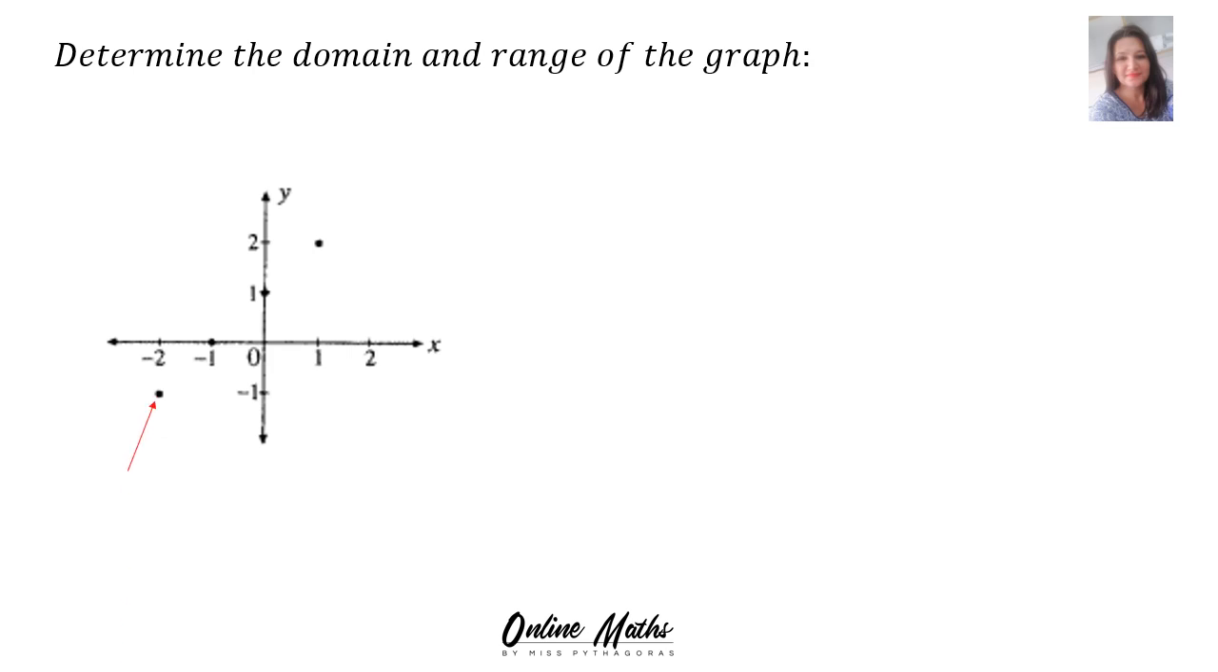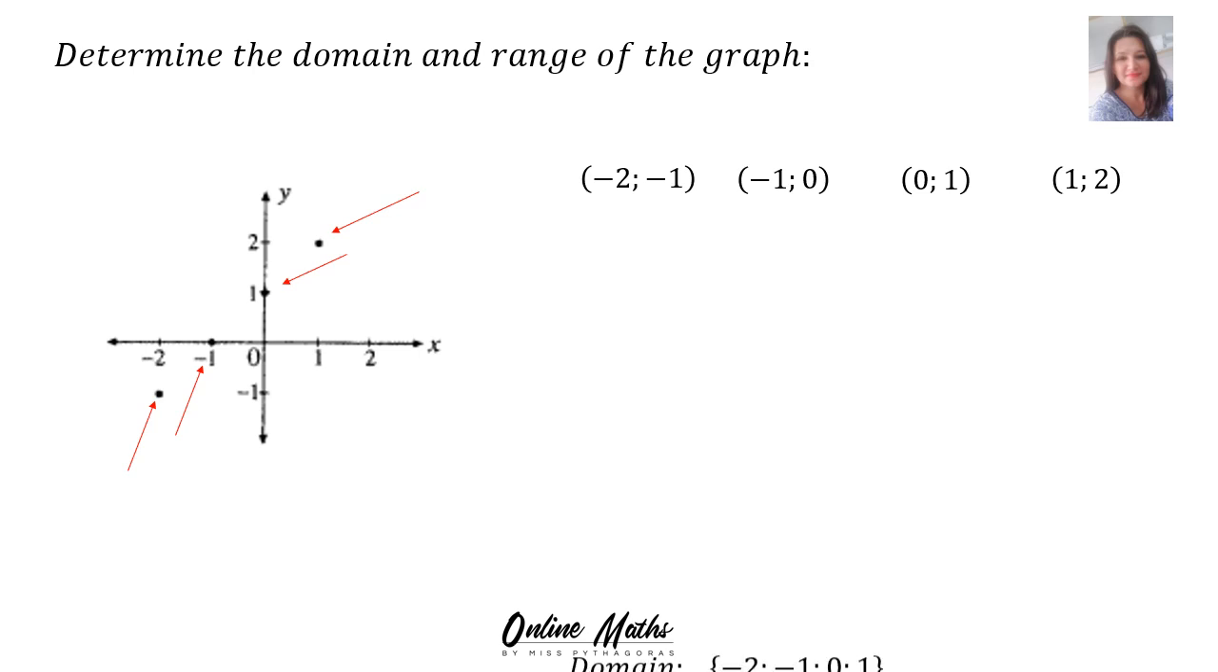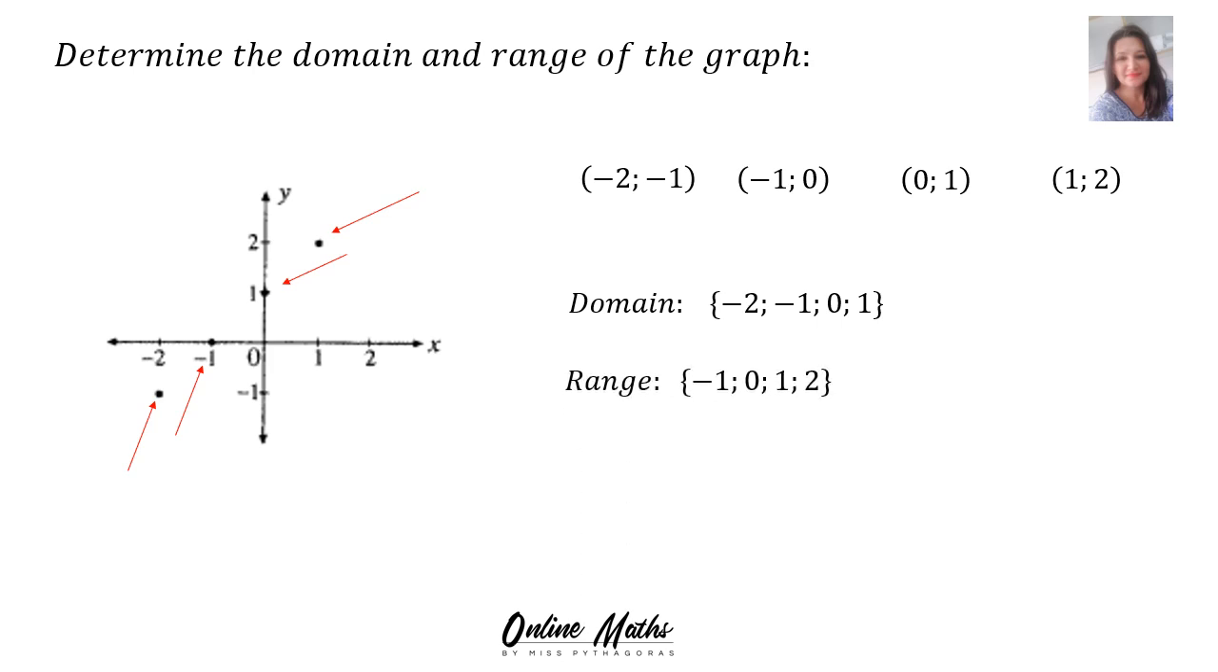So the points are -2 and -1, -1 and 0, 0 and 1, remember x is first, and 1 and 2. Now, to find the domain, you will take the x coordinates. Therefore, the domain will be -2, -1, 0, and 1. And the range, you will find that on the y coordinates, -1, 0, 1, and 2.